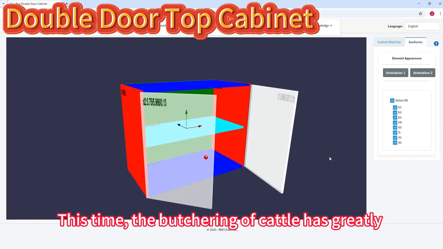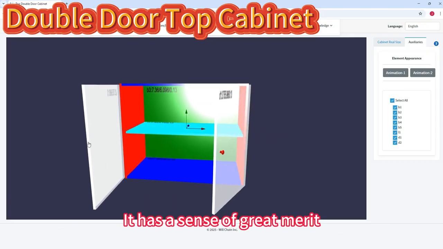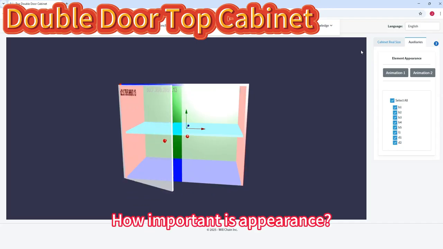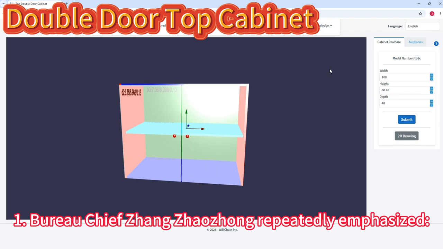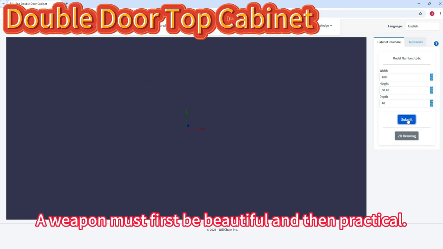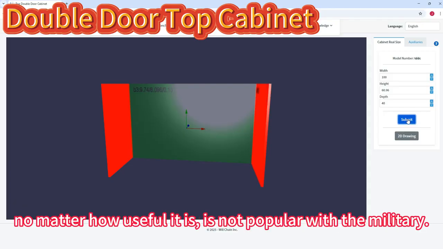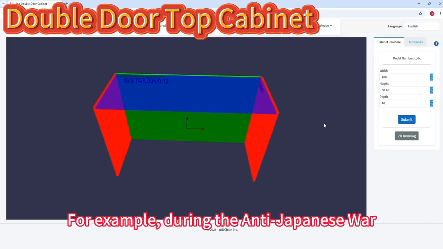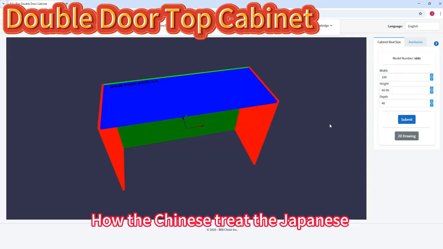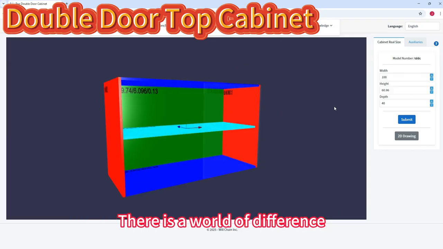This time, the butchering of cattle has greatly enhanced the appearance of HiWayCAD. It has a sense of great merit. How important is appearance? For example, 1. Bureau Chief Heng Haozong repeatedly emphasized, a weapon must first be beautiful and then practical. A weapon that is not good-looking, no matter how useful, is not popular with the military. For example, during the anti-Japanese war, how the Chinese treated the Japanese turtle box and the German mirror box. There is a world of difference.